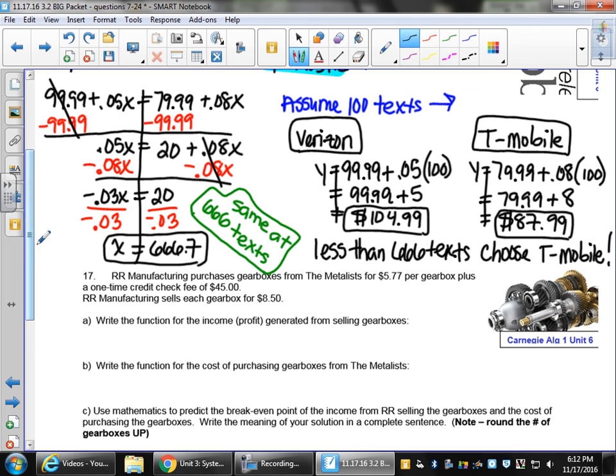17 to 24 will be day 6 work. So 17 to 22 is the next assignment for you to work on for homework. 23 and 24 will round out classwork.